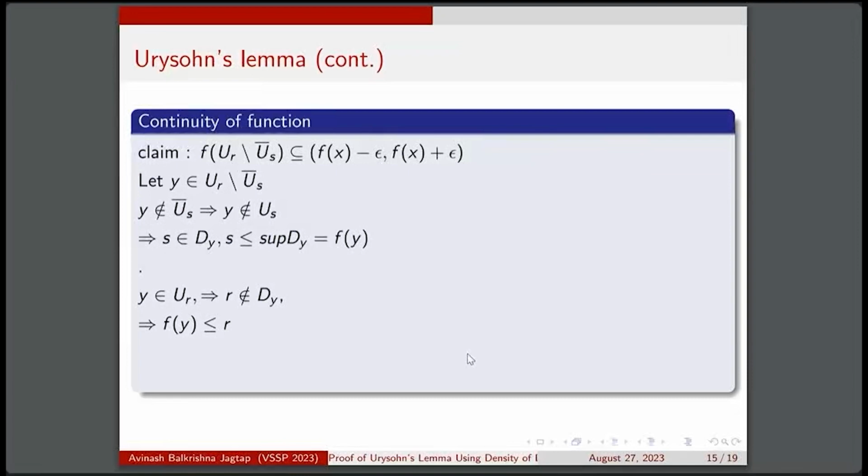This is again by the fact that f(y) is the supremum of D_y. So therefore r will be greater than or equal to f(y). Now f(y) is between s and r, so it is in the open interval f(x) minus epsilon to f(x) plus epsilon. Therefore, f is continuous at x.